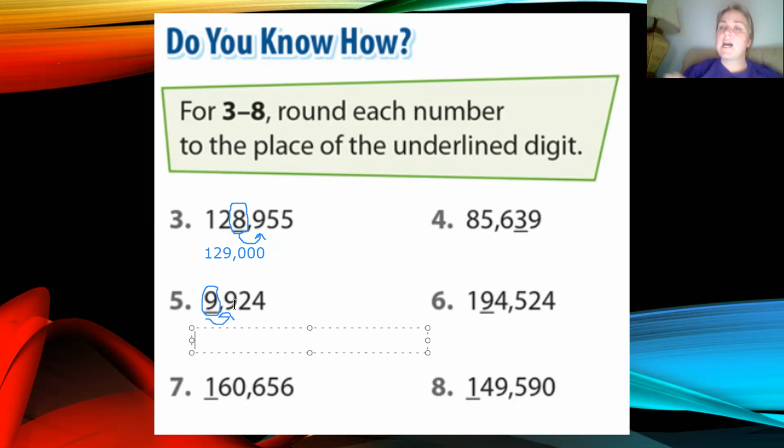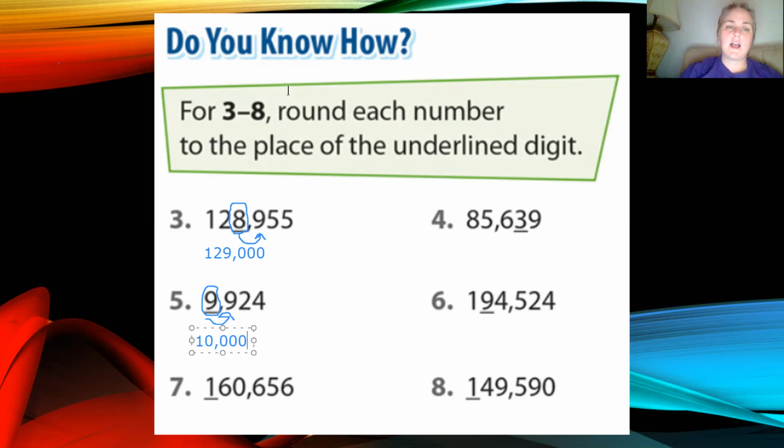So if it's 9 or more, that means I'm going to look next door and that one's going to get a bump up. So instead of it being 9,000, that has to change. It's going to be 10,000. So it's going to go up to the next 1,000. All right, next one.